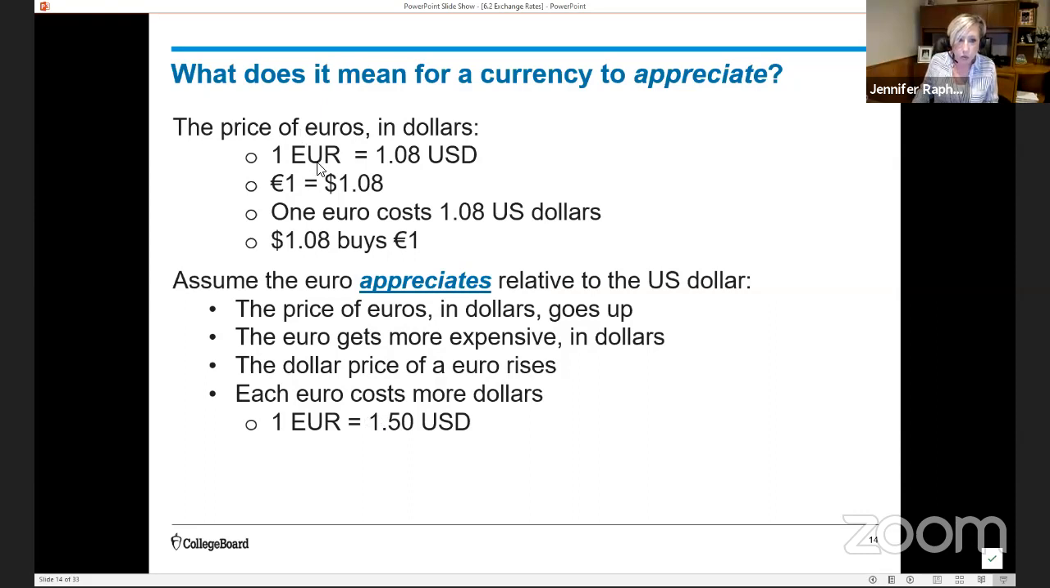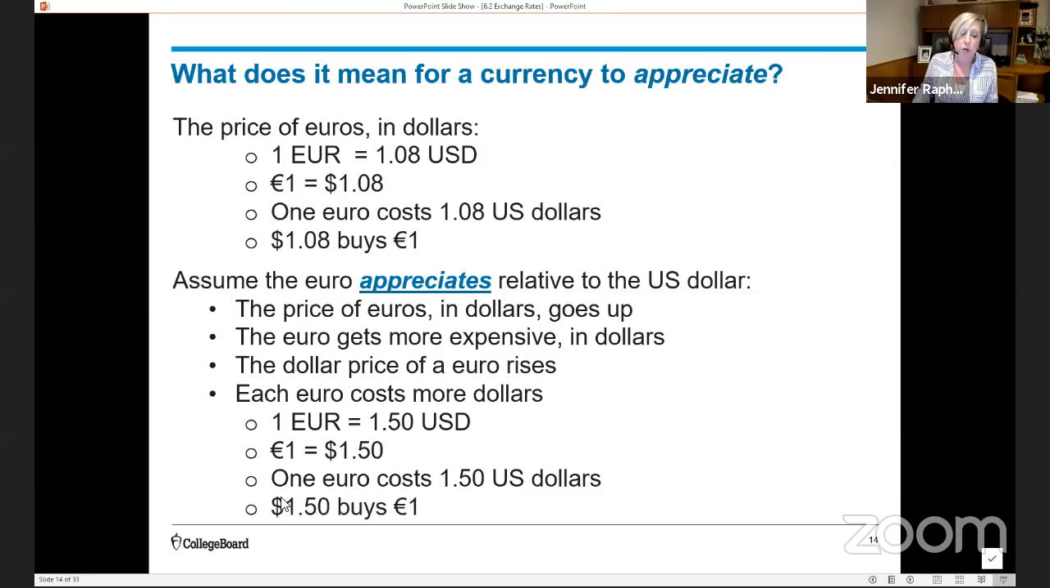So look at it this way. If 1 euro costs $1.08, and now 1 euro costs $1.50, the euro has gotten more expensive. Okay, now this is where kids so often get confused, and I'll show you on the next slide how to read it to try to make sure that you don't get confused. So if, again, the euro appreciates, now we might see that 1 euro equals $1.50, or we might read it as 1 euro costs 1.50 US dollars, or $1.50 buys 1 euro. So before, $1.08 bought a euro, now $1.50 is required to buy 1 euro. So the euro is getting more expensive. That's what it means for a currency to appreciate.